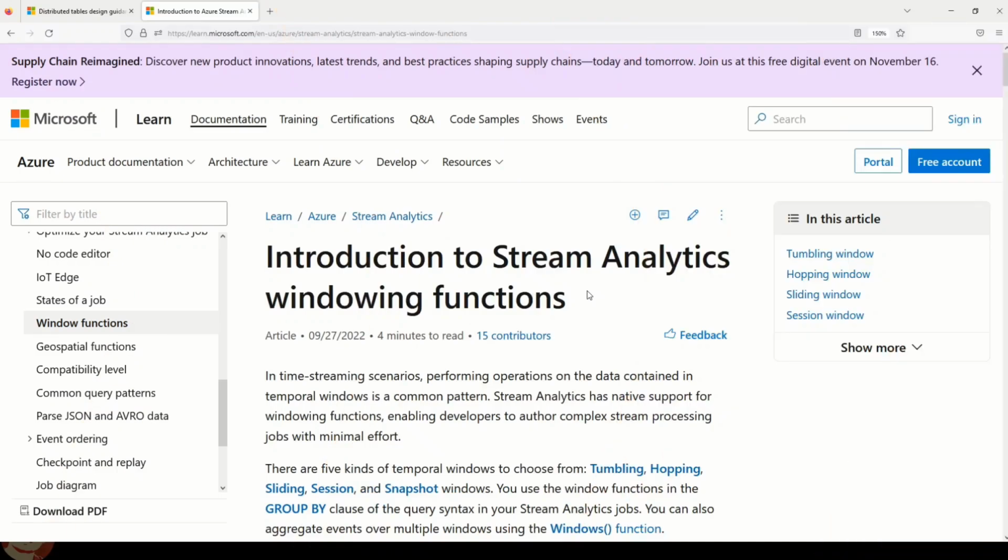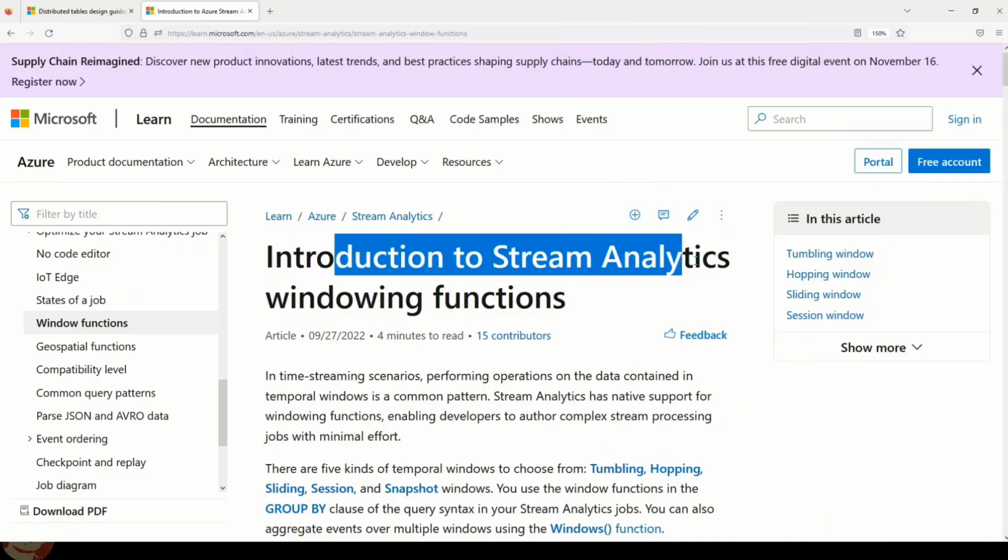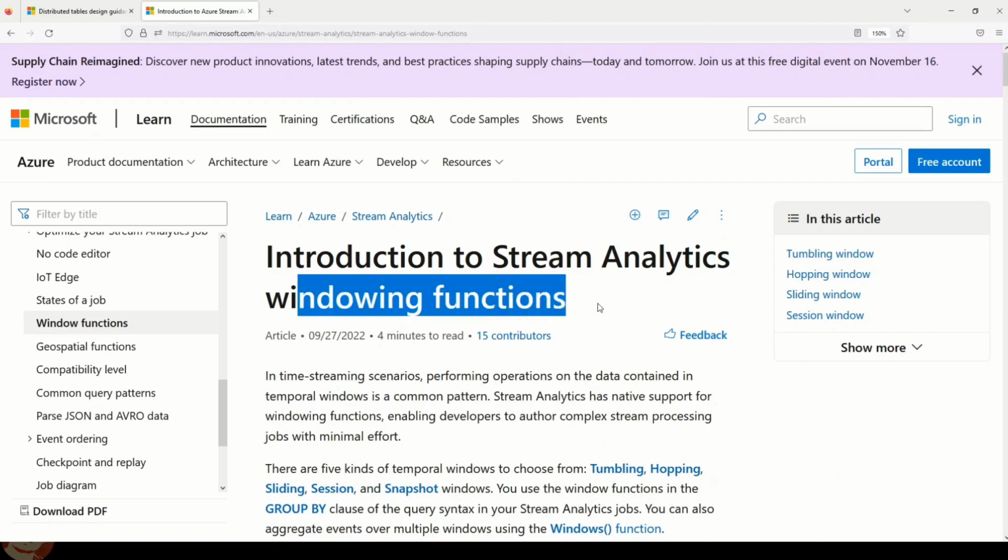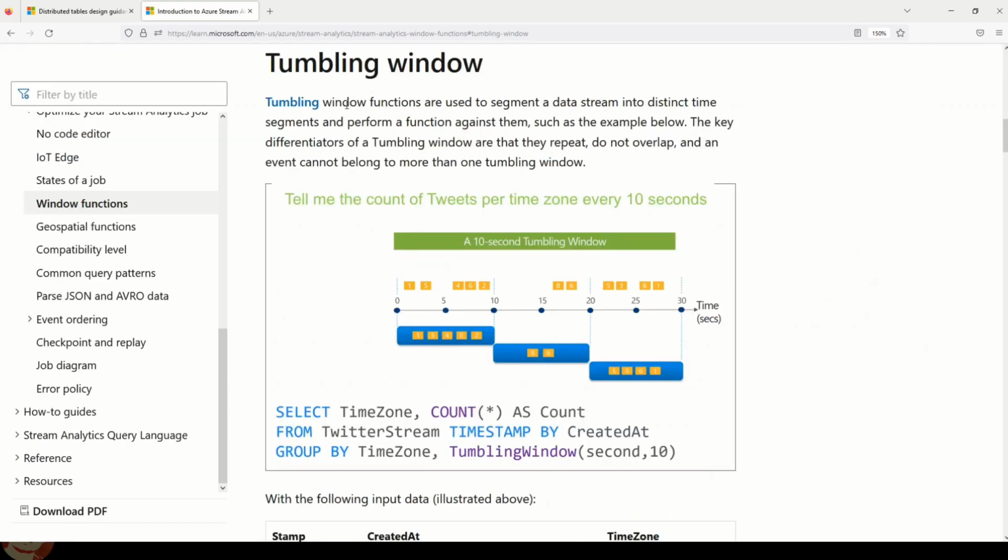And here on this documentation, which says Introduction to Stream Analytics Windowing Functions, you can read about all the windowing functions. For example, tumbling window, hopping window, sliding window and session window. But for now, let's read on the tumbling window. Here you can read that tumbling window functions are used to segment a data stream into distinct time segments and perform a function against them. The key differentiators of tumbling windows are that they repeat, they do not overlap, and an event cannot belong to more than one tumbling window.